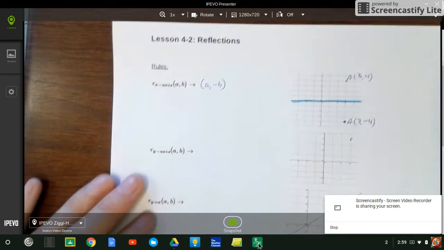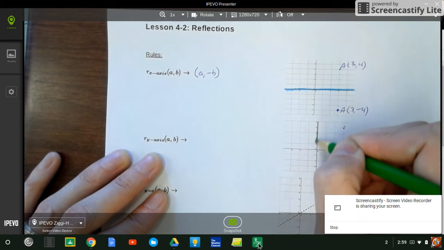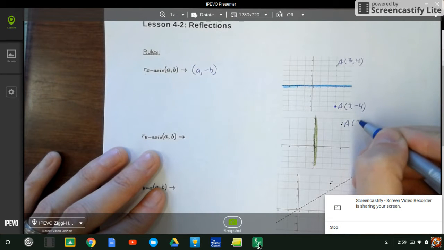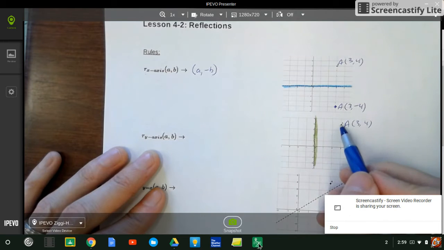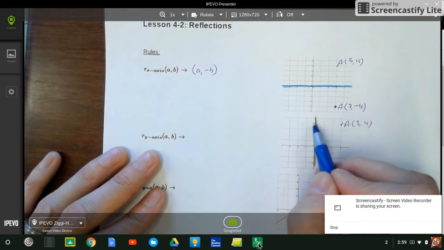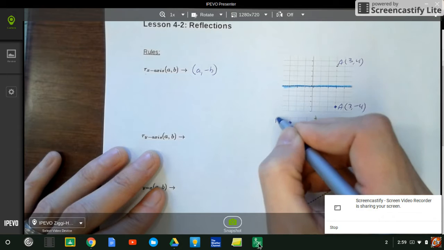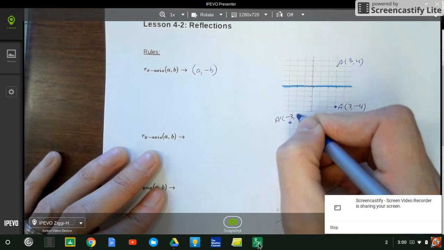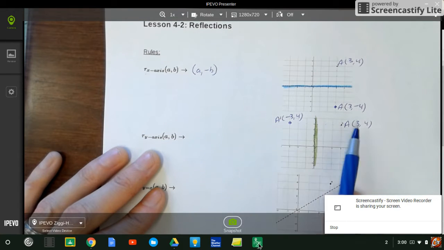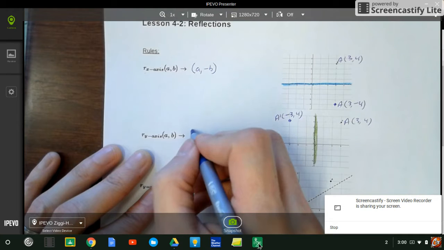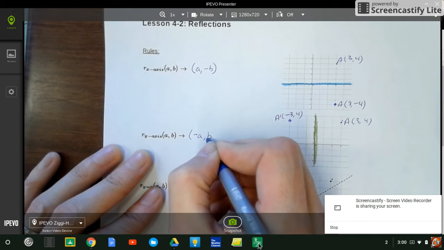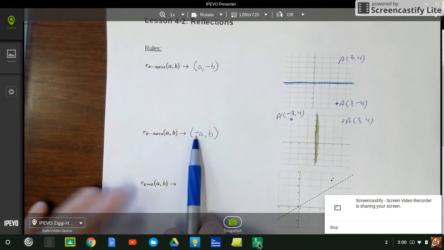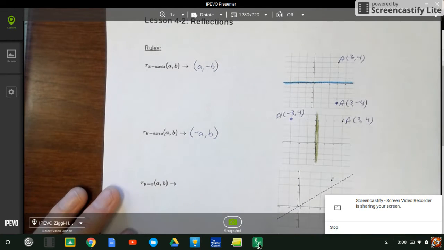If I reflect over the y-axis, so here's my y-axis, and we take that same point A, it's at the point 3, 4. So that means I got to go 1, 2, 3, and 3 to the other side. So that puts me at A prime, but its location is -3, 4. So look what happened. This time the x value changed. So our rule for that is -A, B, or change the sign of A. If A is already negative, then when you negate a negative, it becomes positive.